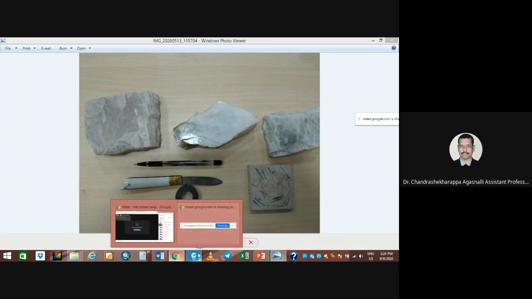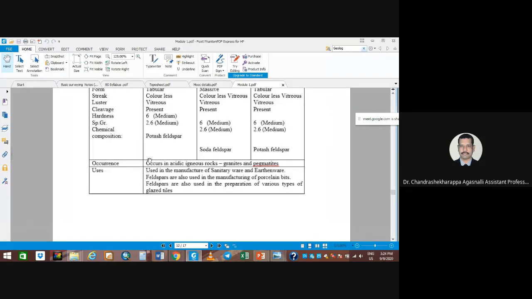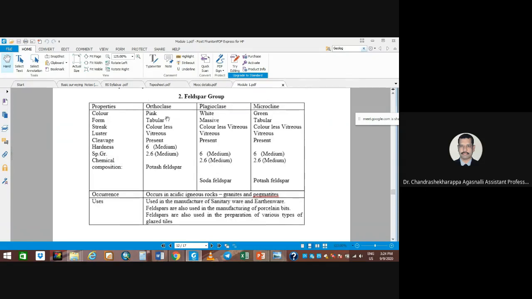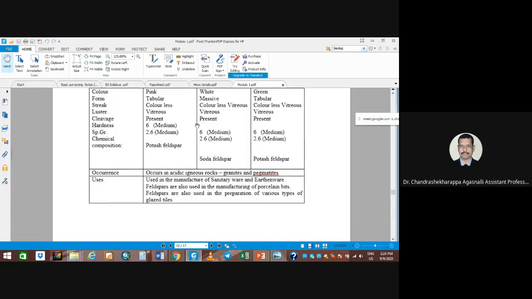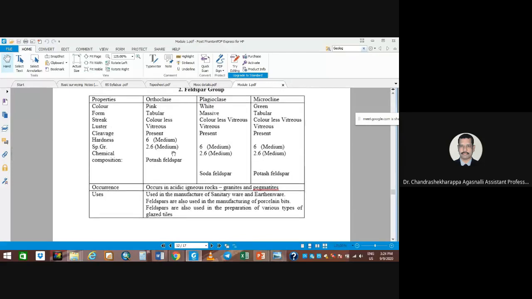Then the occurrence: it occurs in almost all the igneous rocks, especially in granite. You can see these minerals in granite and pegmatite rocks. Not in sedimentary rocks, in igneous rocks.